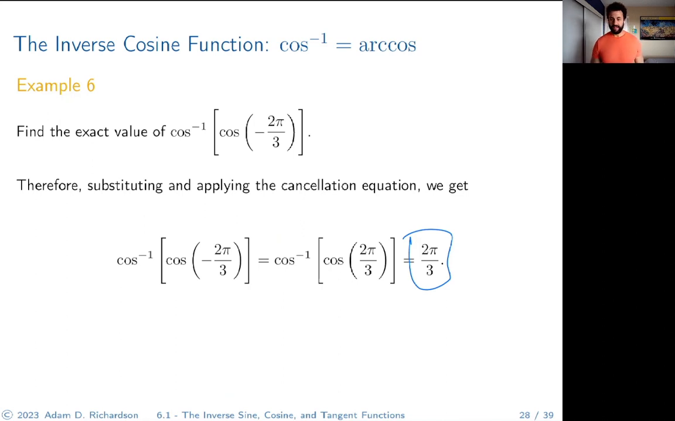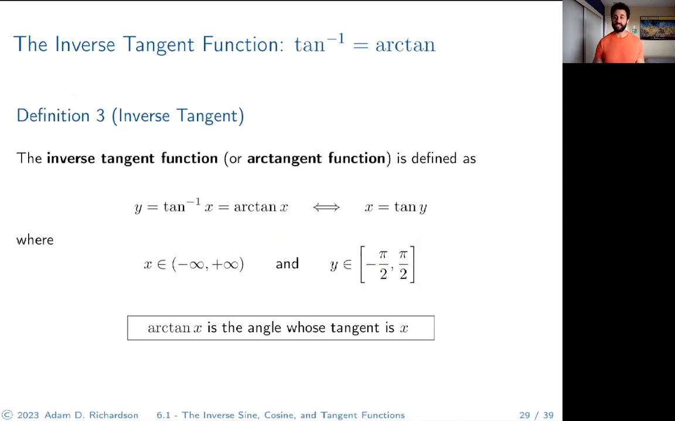All right. Okay, so that's it for arc cosine or inverse cosine. Now let's move on to the inverse tangent function. So we're almost halfway through. What's the inverse tangent function or the arc tangent function? Arctangent is defined as y equals arctan of x, if and only if x equals tangent of y.